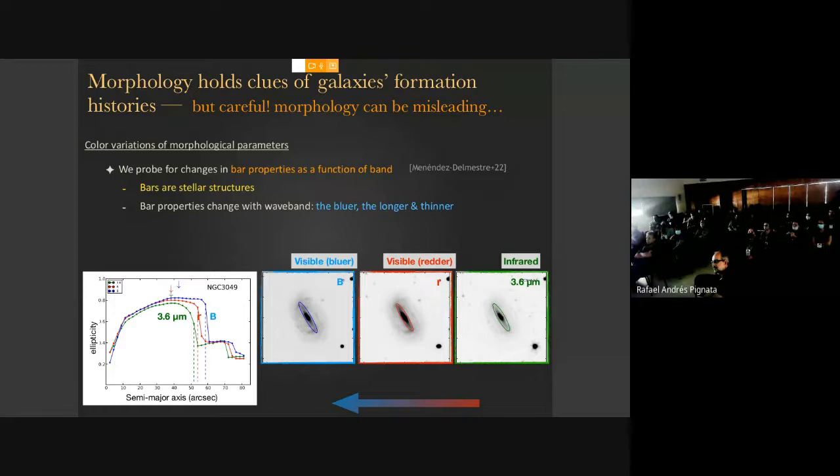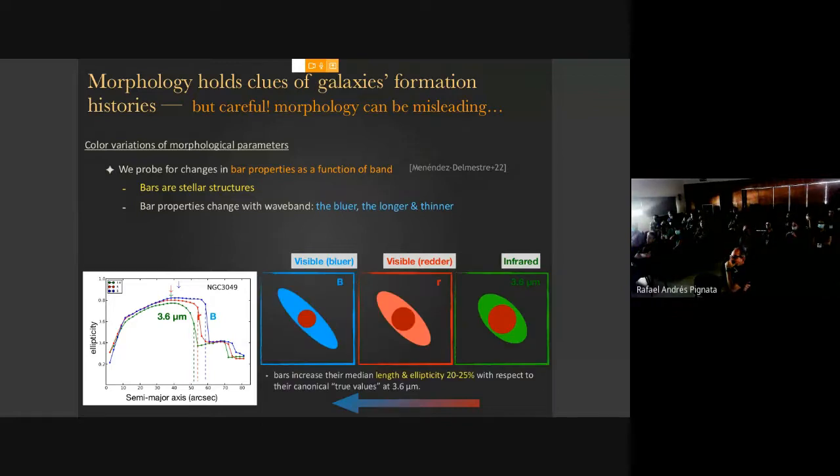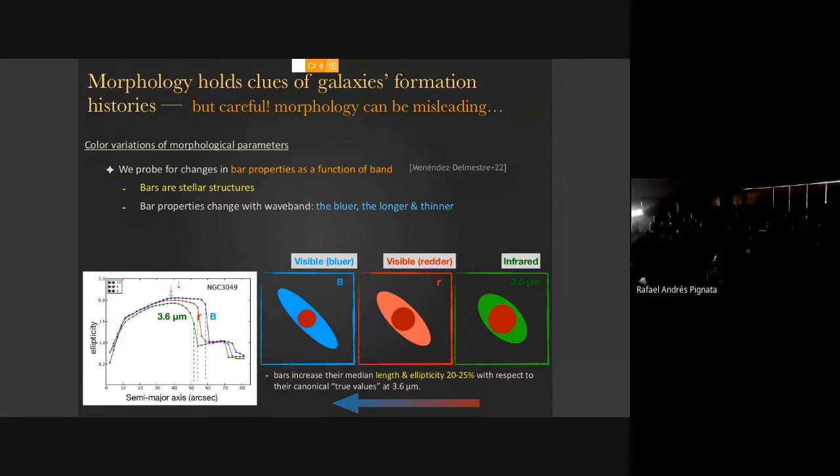What we used was looking at galaxies using S4G. So we have 3.6 microns, and R band and B band to have deep optical data. And what we see basically is that the bluer we look at the galaxy, the thinner and the longer the bar appears. I'm going to exaggerate this a lot. You have a very almost roundish bar that I've shown here. This is really exaggerated, but the point is that you can actually have an impact of 20–25% in your measurements.